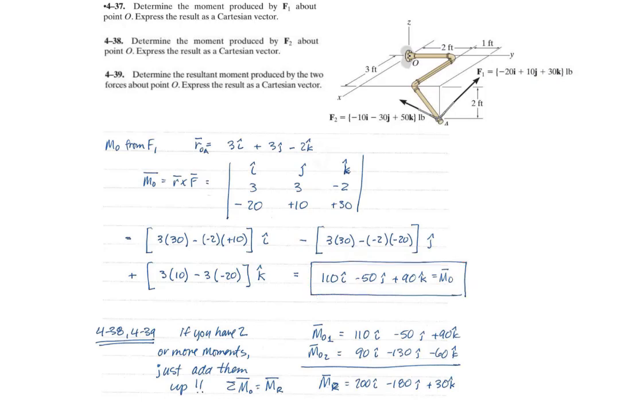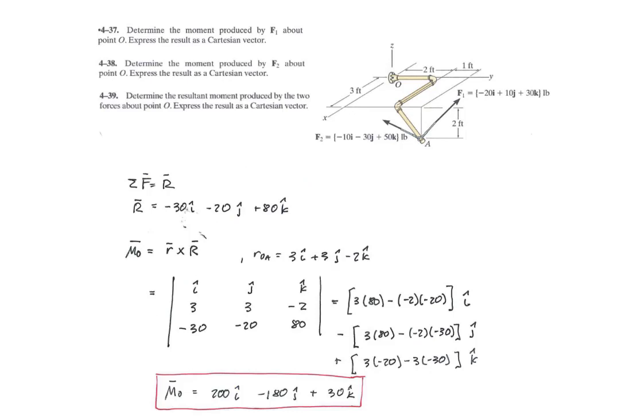If I were to do the same cross product with F2, I didn't do the cross product calculation here, I would have got this right here. And then to find the total moment, you just add them together. 200I minus 180J plus 30K. The other way to do it is find the resultant force and do one cross product. And that's what I'm going to illustrate in this next spot.